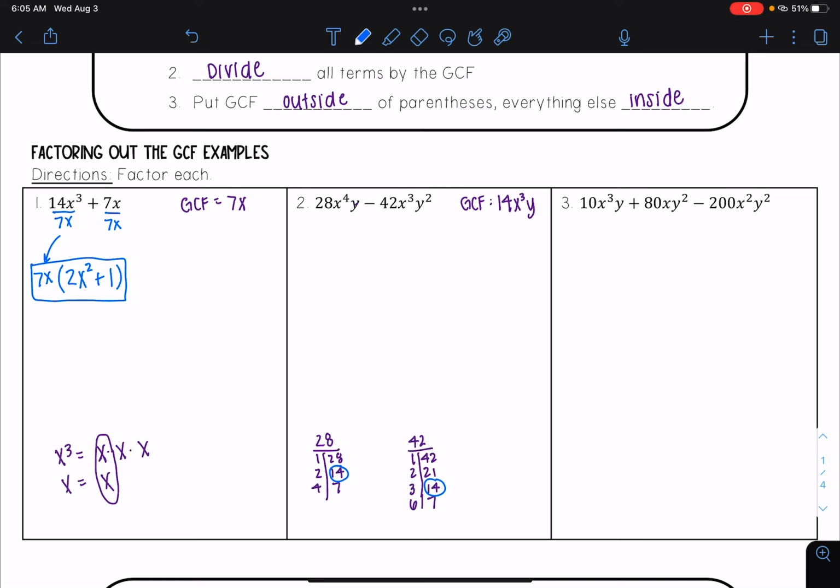And so now I can go ahead and divide both terms by that. My GCF goes out in front. 28 divided by 14, I get 2. X to the fourth divided by x cubed, I get x. Y divided by y is just 1, so I don't have to write anything. Minus 42 divided by 14, I get 3. X cubed divided by x cubed is just 1. Y squared divided by y, I get y.